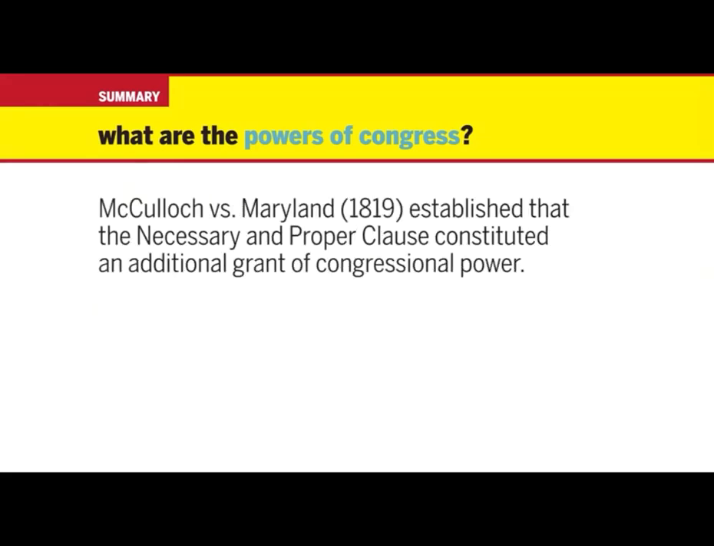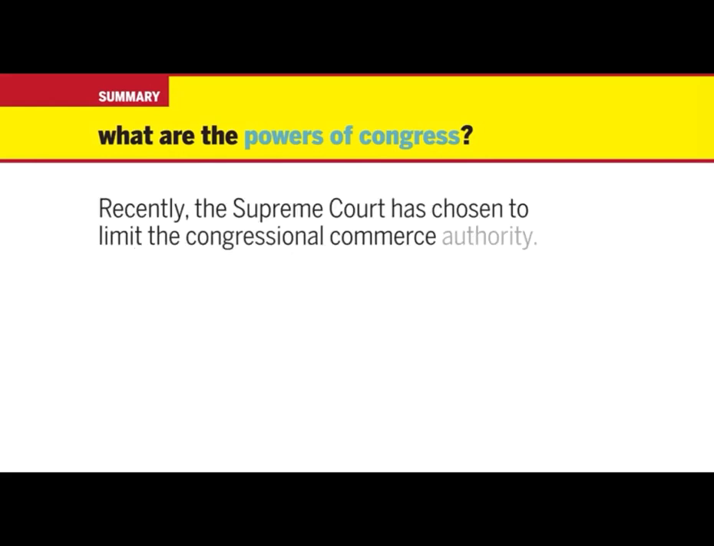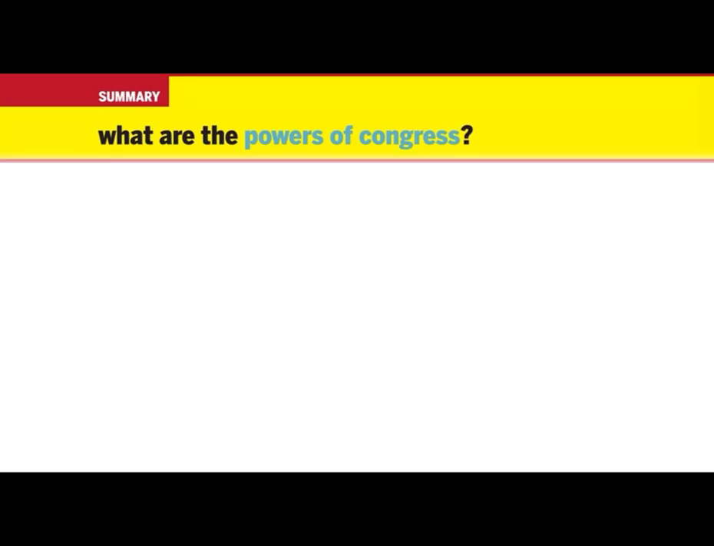McCulloch v. Maryland in 1819 established that the Necessary and Proper Clause constituted an additional grant of congressional power. The interpretation of the Commerce Clause has evolved to broaden congressional authority over the years. Recently, the Supreme Court has chosen to limit the congressional commercial authority.